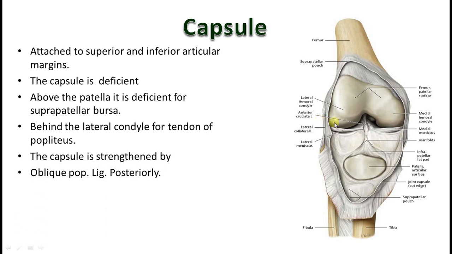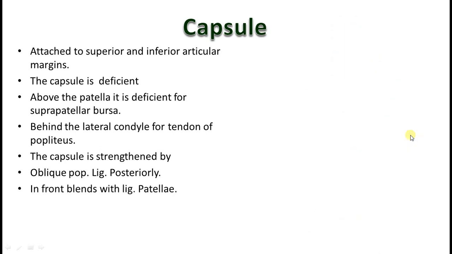Then the capsule is strengthened medially by the tibial collateral ligament, and posteriorly by the oblique popliteal ligament. Laterally it is actually strengthened not by the fibular collateral ligament, because there is a gap between the fibular collateral ligament and the capsule, and the tendon of popliteus is going to come there. So it will be strengthened mainly by your iliotibial tract laterally. Laterally the capsule is strengthened by the iliotibial tract.